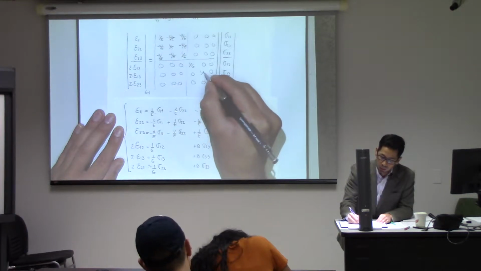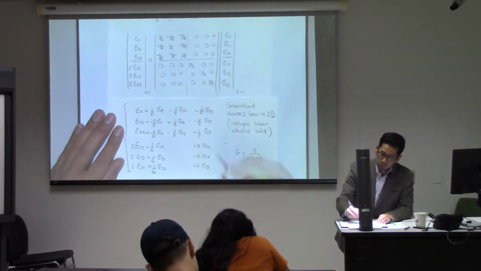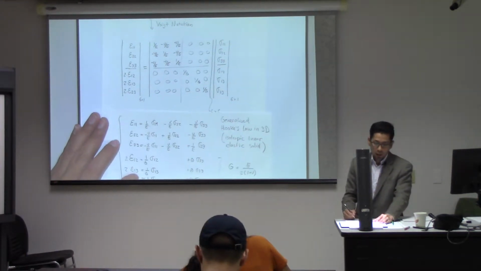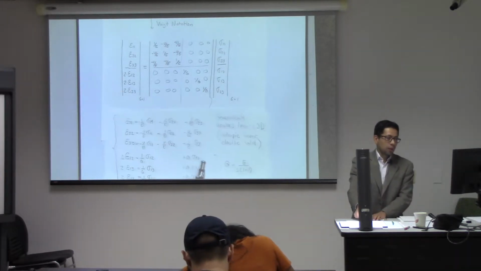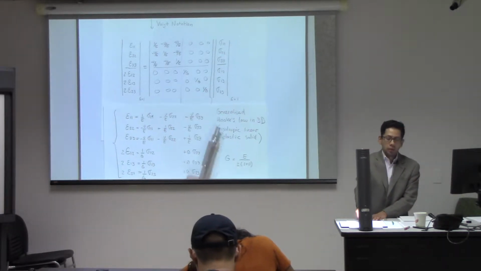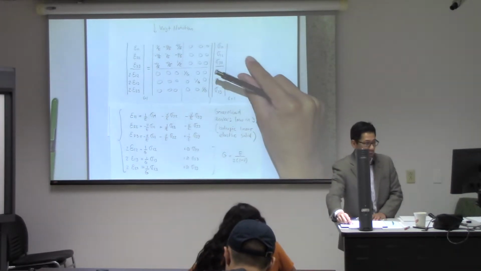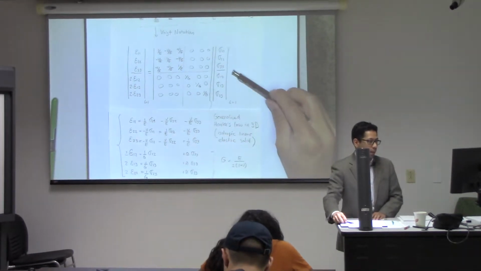0, 1 over g, 1 over g. Which is exactly the same thing that we have over there. It's just written into a matrix, but it makes it a little bit clearer now.